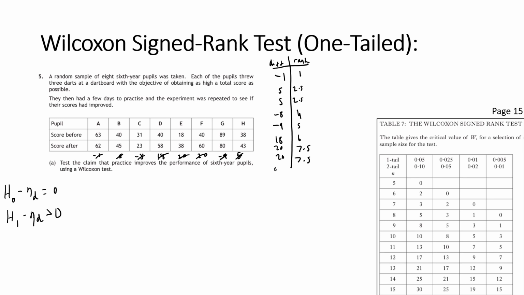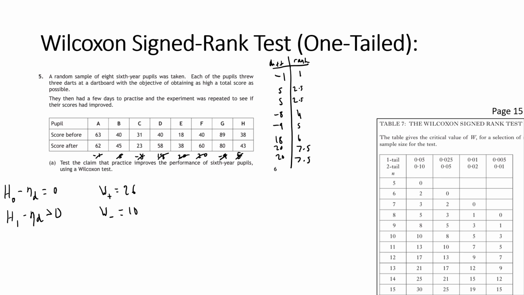Next, we calculate W positive and W negative, which I will do here. W positive is all the ranks of the positive numbers added together, and that gives us 26. And W negative is all the negative numbers' ranks added up, which gives us 10. And what we're going to look at in particular is the lowest W value, which is 10.